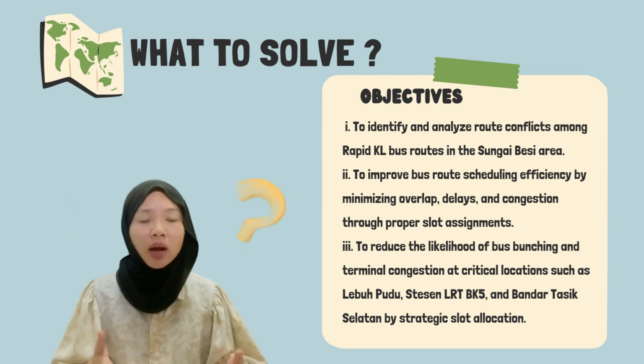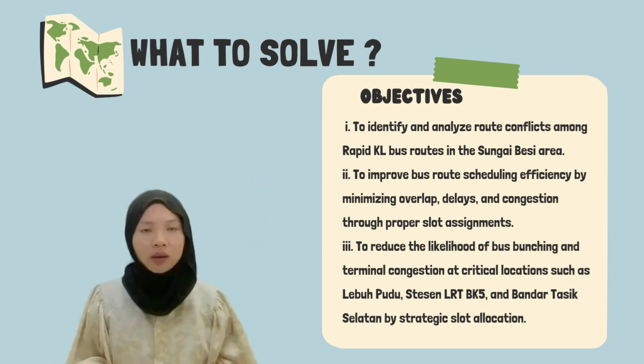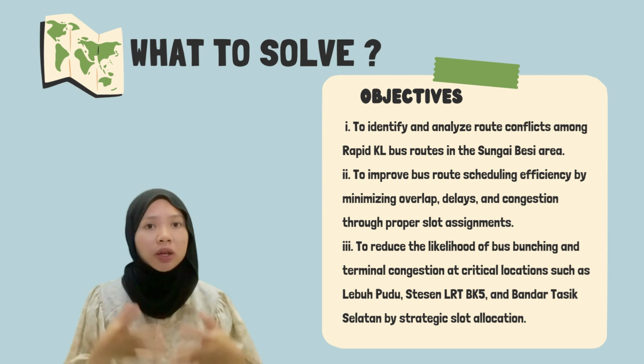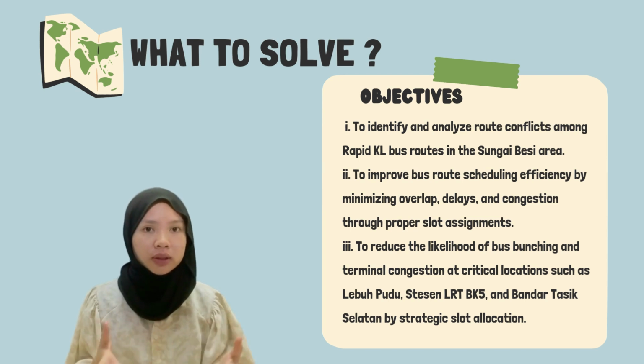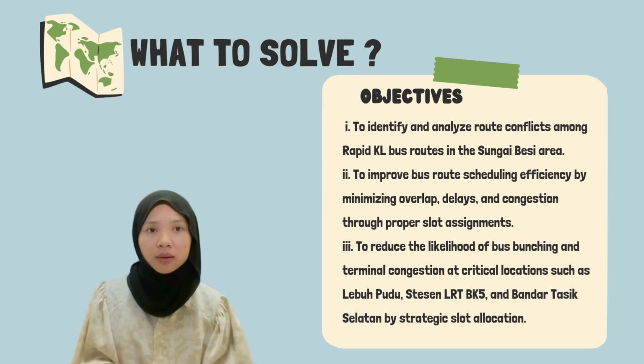So, what exactly are we trying to solve? Our first objective is to identify and analyze route conflicts among the Rapid KL bus routes. Many of these routes share the same roads or terminals, and that creates scheduling conflicts. For example, when several buses use the same terminal or arrive at the same time, it causes crowding, longer waiting periods, and even service delay.